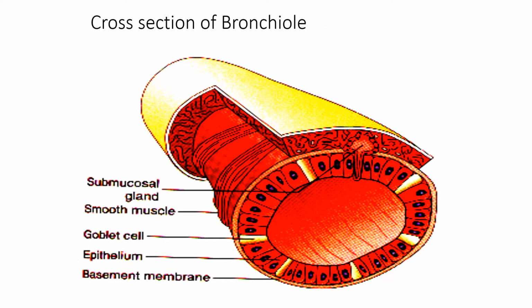So cast your mind back to lecture 1 and the 3-coat scenario of the conducting zone. In this case, we've used a bronchiole as an example. Just to refresh, we've got the outer coat, the protective coat of the airway, a middle smooth muscle layer, and a specialized epithelium. So hold on to that thought, because on the next slide we'll cover those areas in a little bit more detail.